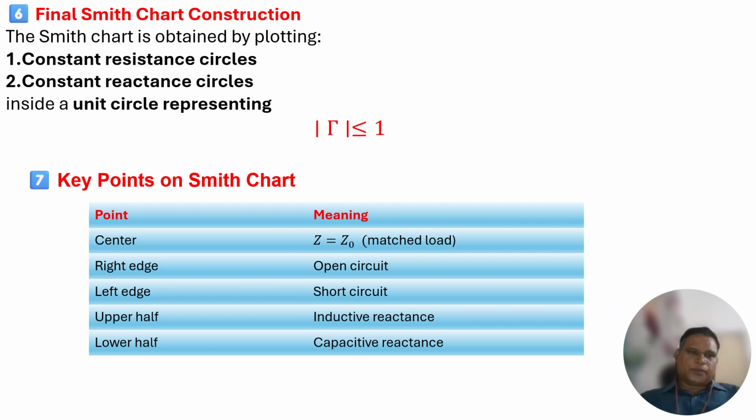For the Smith chart construction, the Smith chart is obtained by plotting constant resistance circles and constant reactance circles inside a unit circle, representing that the modulus of the reflection coefficient is always less than or equal to 1. The key points on the Smith chart: at the center, z is equal to Z0, it's a matched load. The right side edge is the open circuit, and the left edge is the short circuit. The upper half is inductive reactance, and the lower half is capacitive reactance.